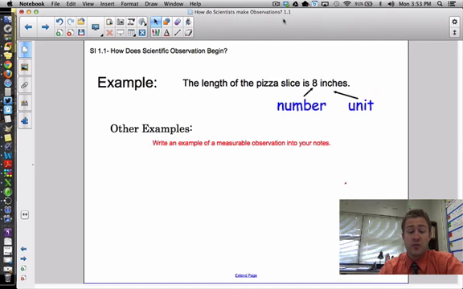A quantitative observation would be, the length of a pizza slice is 8 inches long. It is quantitative because it has a quantity, how long it is, 8, and then what the unit is, inches. Okay, I'd like for you to write an example in your notes of a measurable or quantitative observation of something you see in the room.